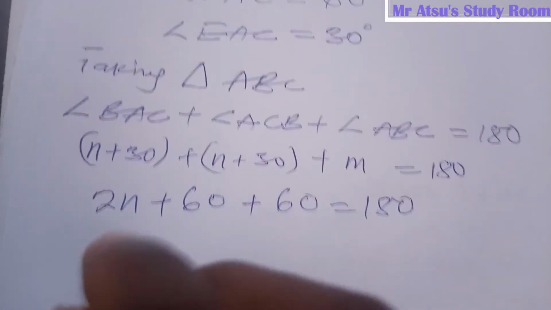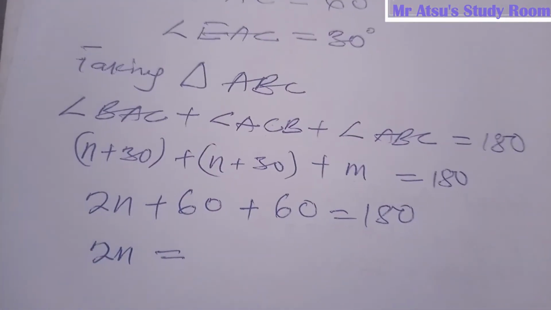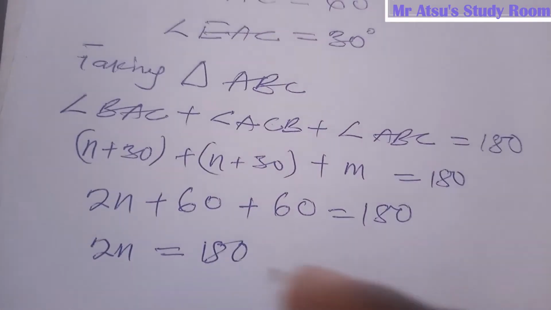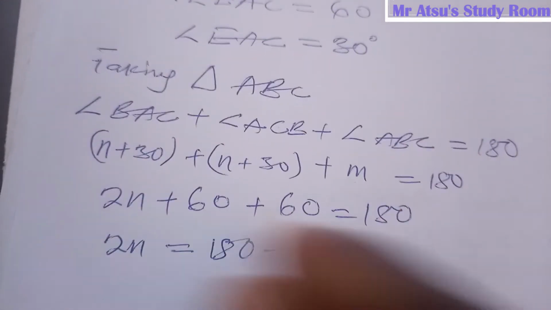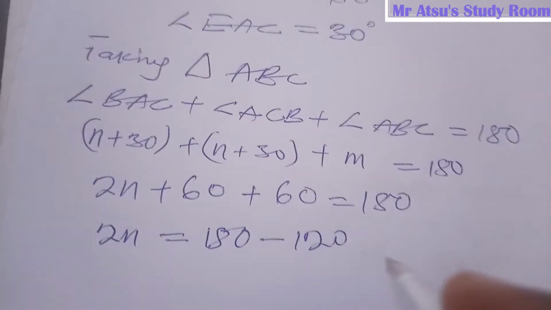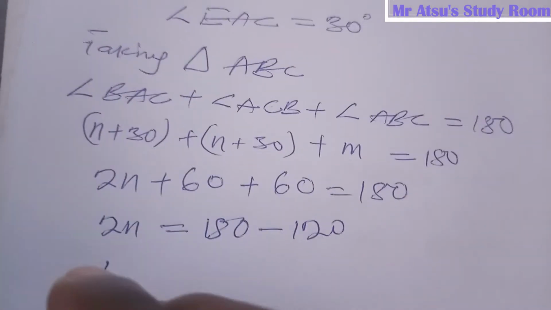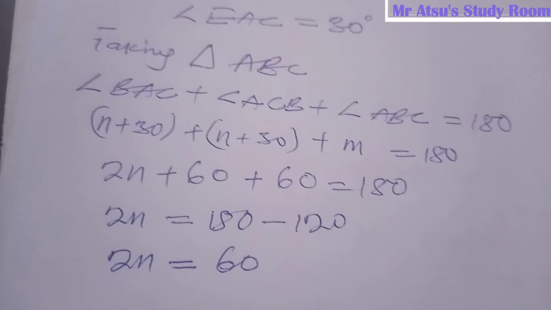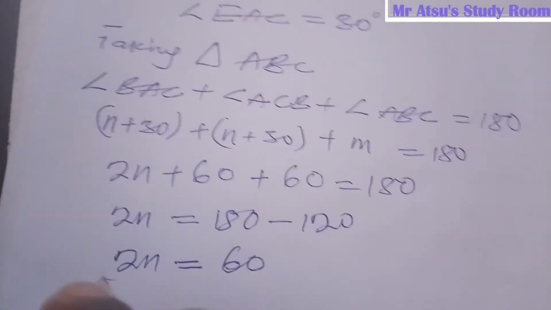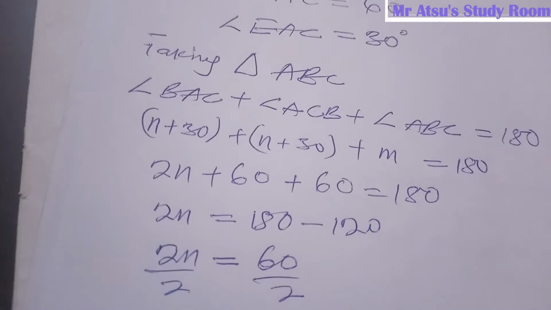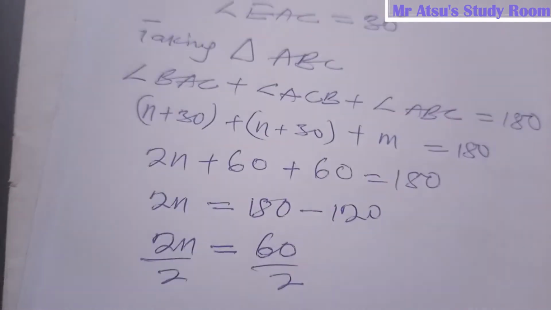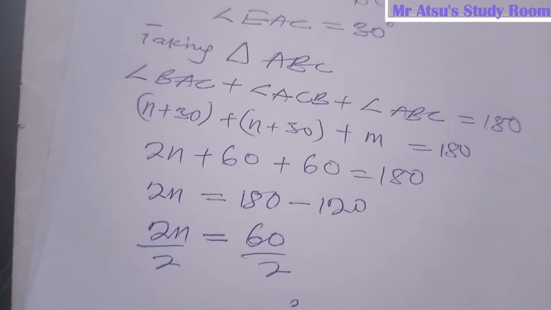To simplify further, 2N would be equal to 180 degrees minus this by this, which is 120, so 120 degrees. And then 2N will be equal to 60. And when you divide both sides by 2, our N will be equal to 30 degrees, which is the same as the 30 degrees we found here.